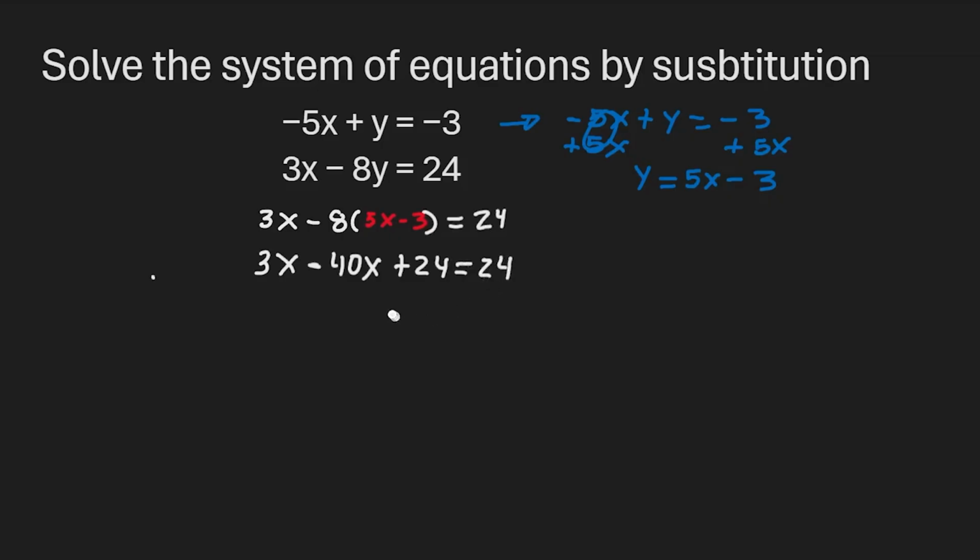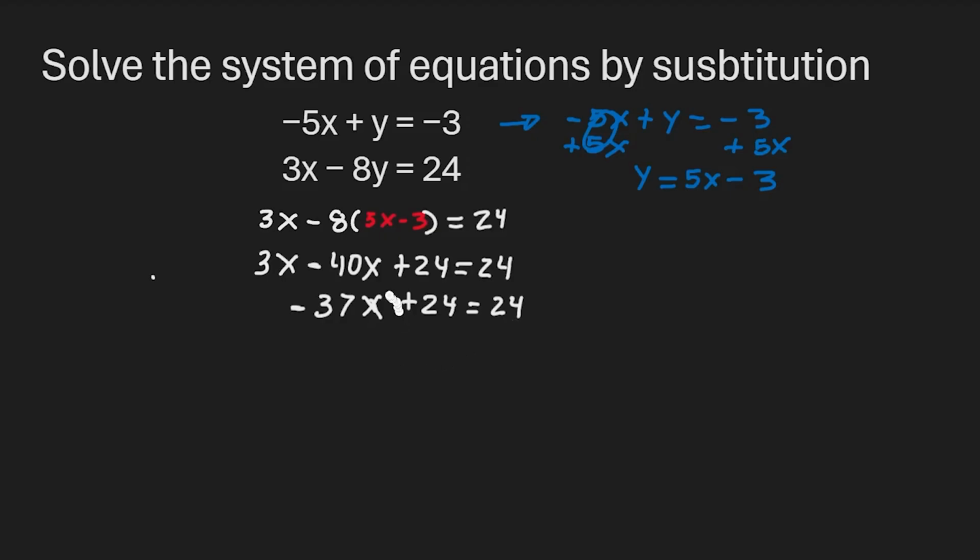Okay. Now combining like terms. That means I'm gonna combine these two. They have different signs. Subtract. So that is gonna give you negative 37x. Bring down the plus 24, all of that equals 24.